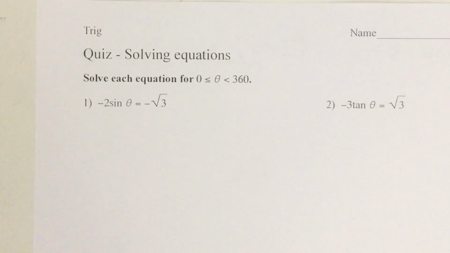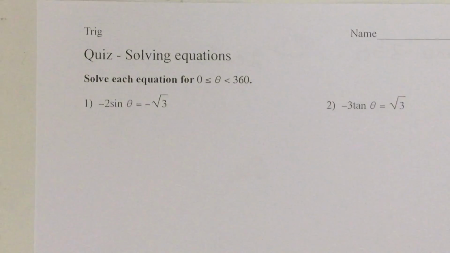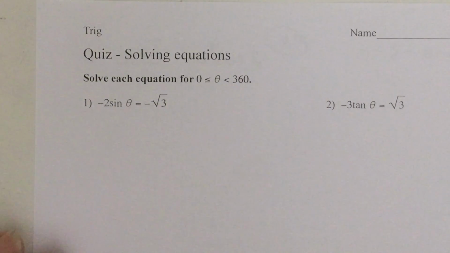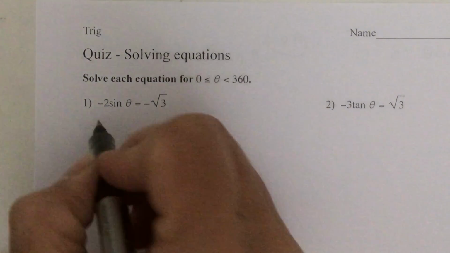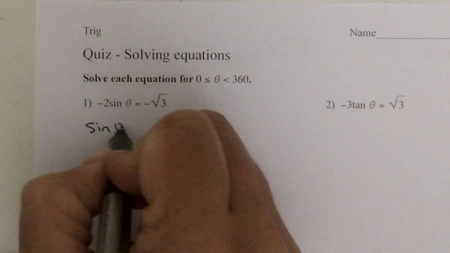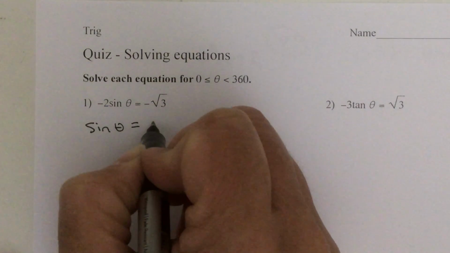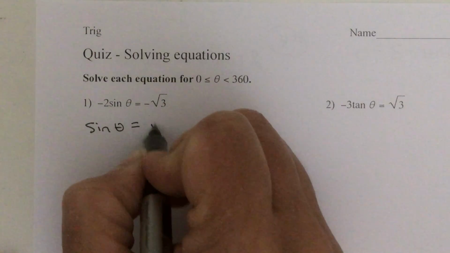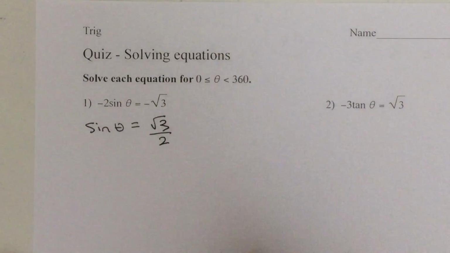Okay, so on this video, I'm going to show you what you should have gotten for your answers on the quiz you took on Friday. So the first thing we're going to do here is divide both sides by -2. So that gives us sine theta equals negative radical 3 over 2. So that'll become positive radical 3 over 2.